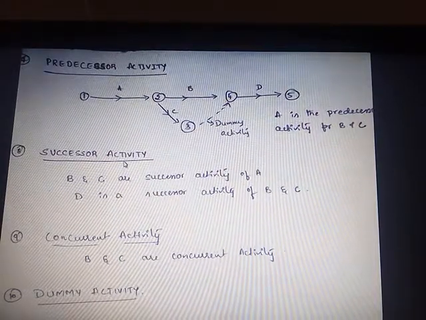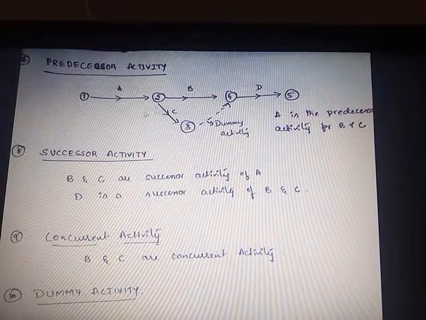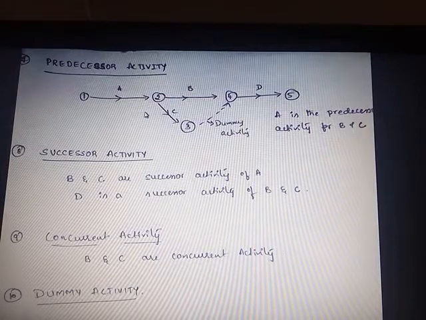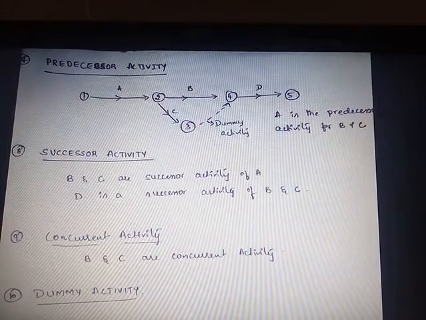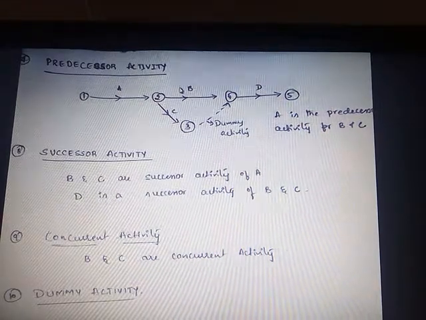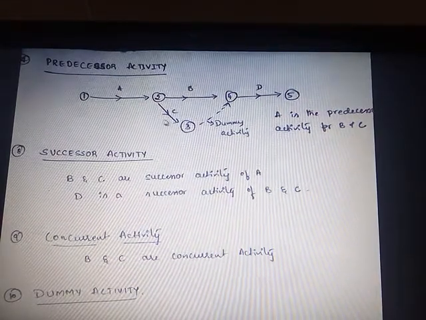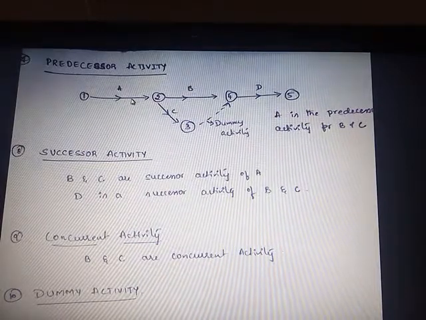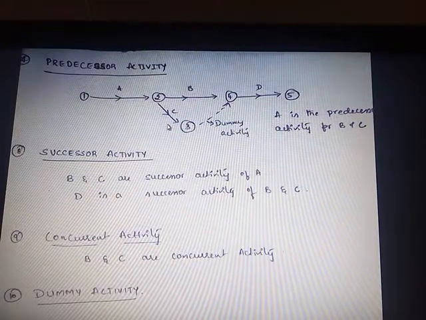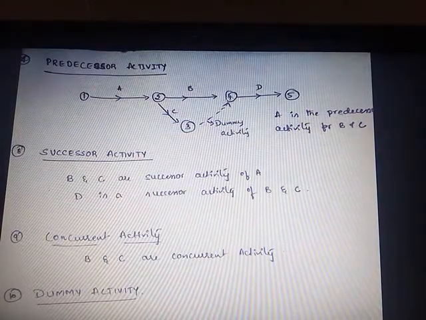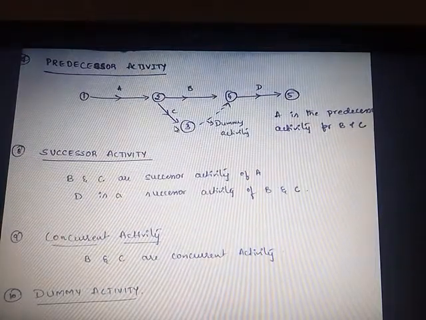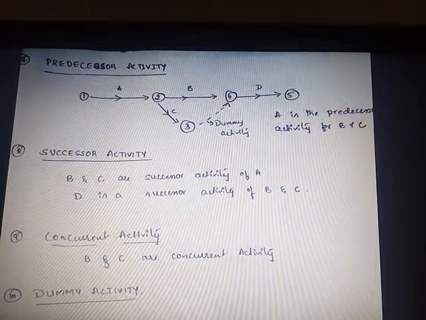Next is the successor activity. I am showing the same example. It is an activity which can start only upon the completion of another activity. That is, B and C are the successor activities of A, while D is the successor activity of B and C. Got it? Next, moving to the concurrent activity.